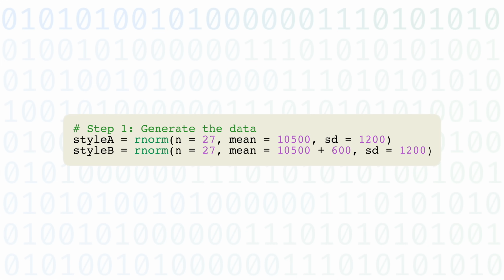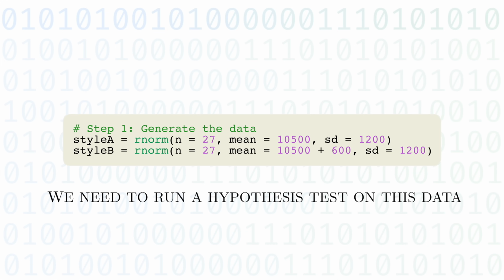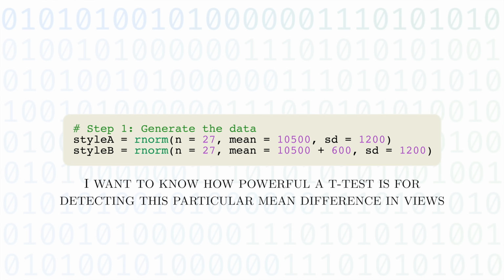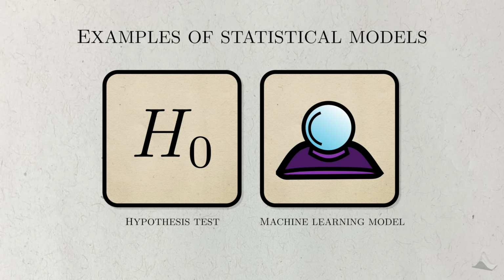After generating this data, I need to run a hypothesis test on it. This hypothesis test is the second part of our simulation study, a statistical model that we want to run. What I'm interested in is how well powered a t-test is to detect this specific 600 view difference. In other contexts, this might be a machine learning model.